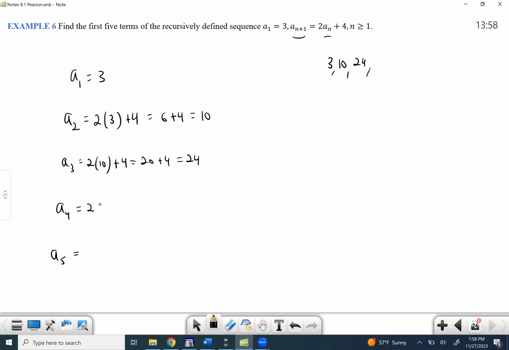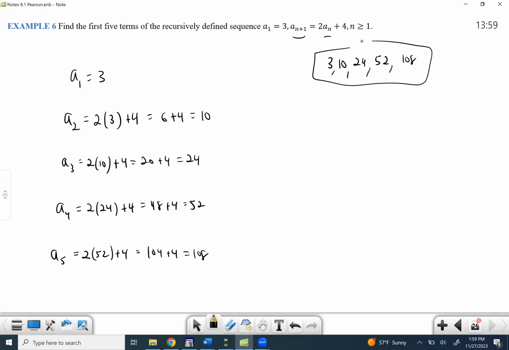This one's going to be 2 times the one before it plus 4. 48 + 4 equals 52. And then this one's going to be 2 times the one before it. So it's going to be 104 + 4. 108. Okay, so there's our first 5 terms of a recursively defined sequence.